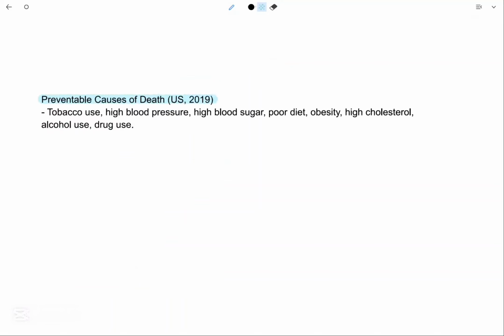Preventable causes of death. So we will discuss the preventable causes of death. Tobacco use is preventable. High blood pressure is also preventable; we can control blood pressure. High blood sugar is a preventable cause. Poor diet is also a preventable cause; we can improve diet to increase health. Obesity, high cholesterol, alcohol use and drug use are preventable causes of death.